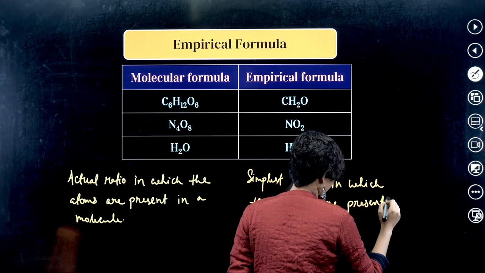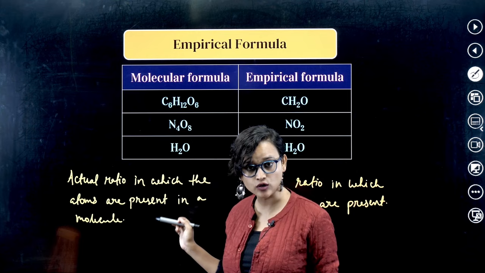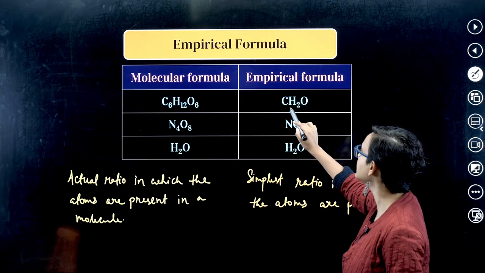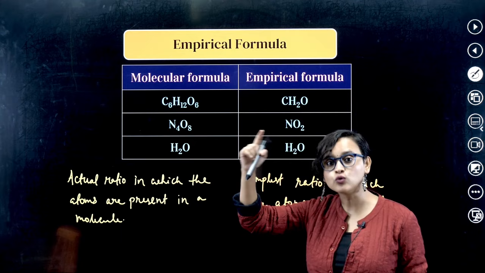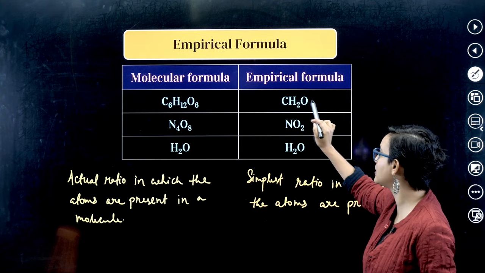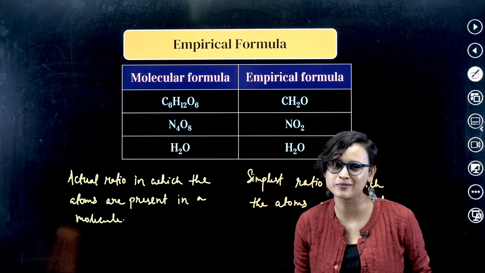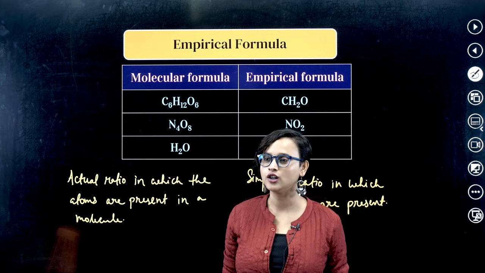So as you can see, C6H12O6, this is glucose, and this is the actual ratio in which carbon, hydrogen and oxygen are present. But if I ask you what the empirical formula is here, it will be CH2O. It's the simplest ratio. 6 multiplied by 2 is 12, so carbon and oxygen you keep as they are, hydrogen 2, that's it. Easy peasy. N4O8 becomes NO2. H2O has no simpler form, so you just write it as it is, H2O. Great. Understanding, everybody? Amazing. Moving on from here then.